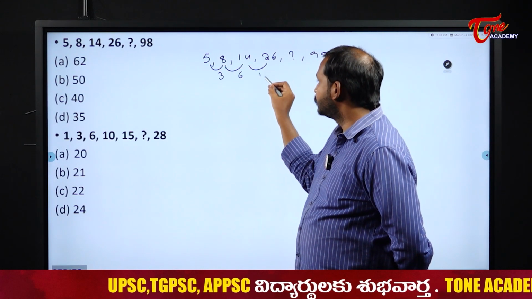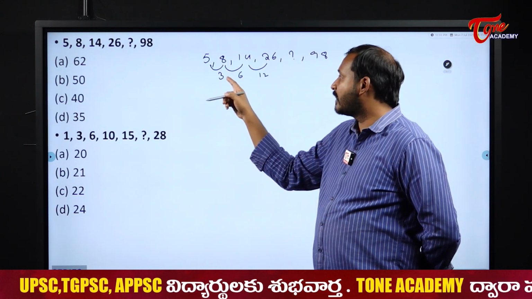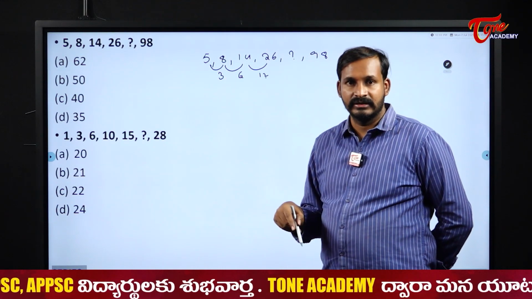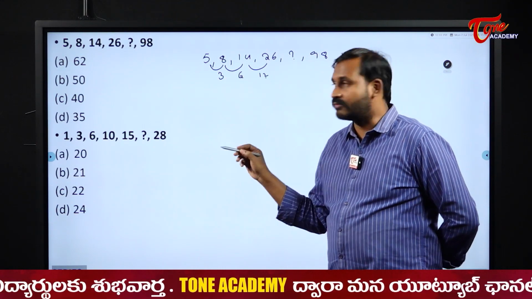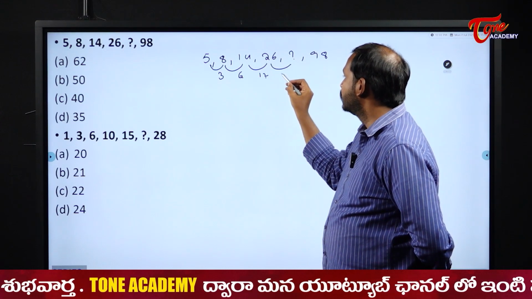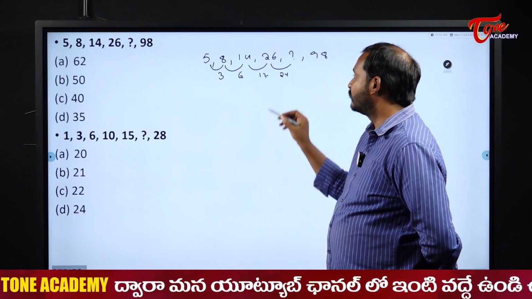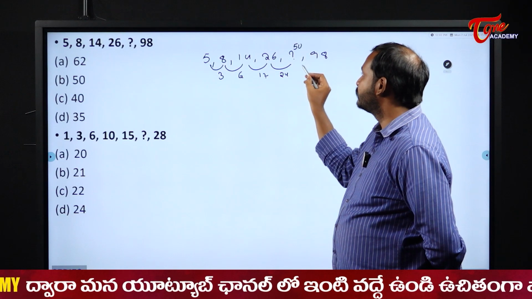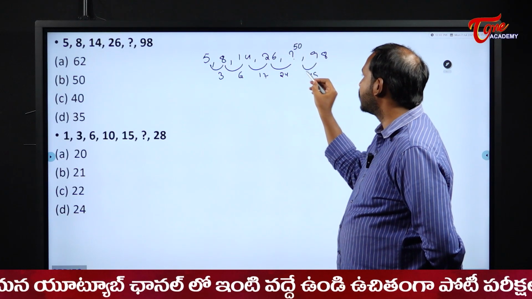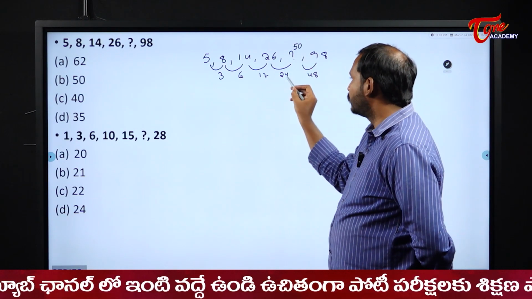3, next 6, next 12. Now what is happening to this one? 3, 6, 12. 3 2s are 6, 6 2s are 12. If I continue in this manner, 24 means what it becomes? 48. Is it continuing? Yes. 3, 6, 12, 24, 48.